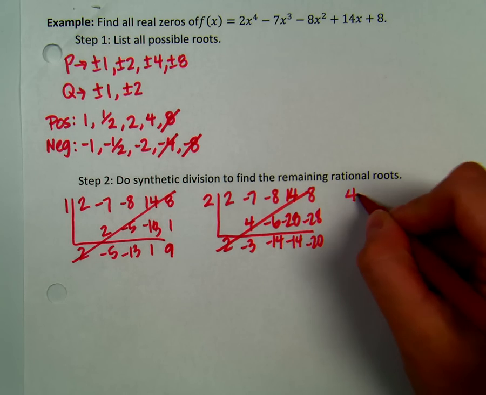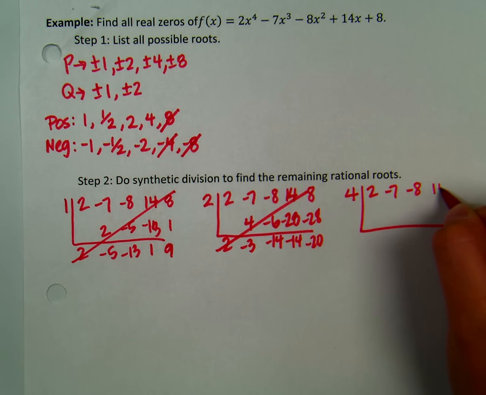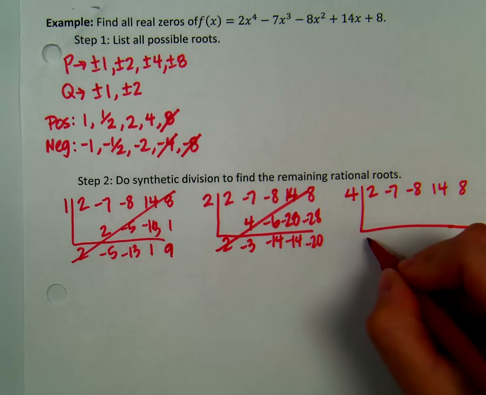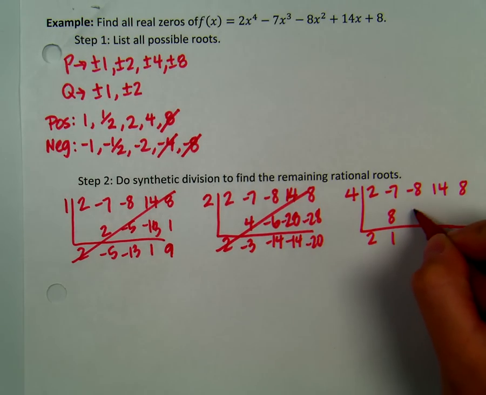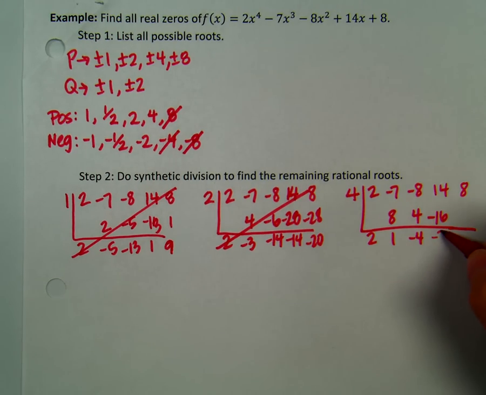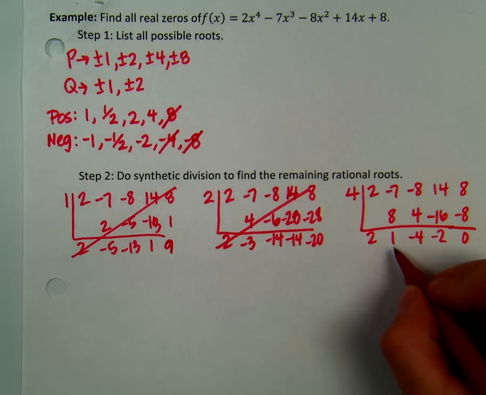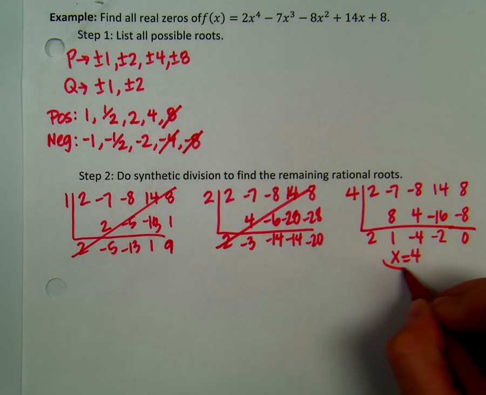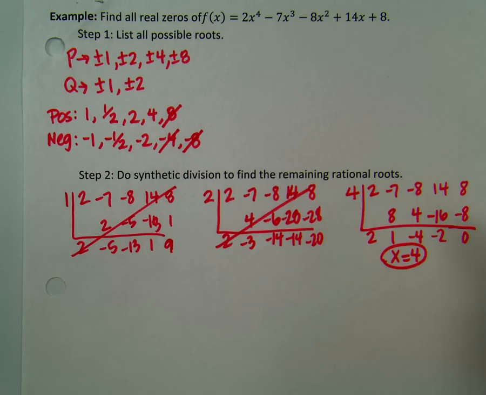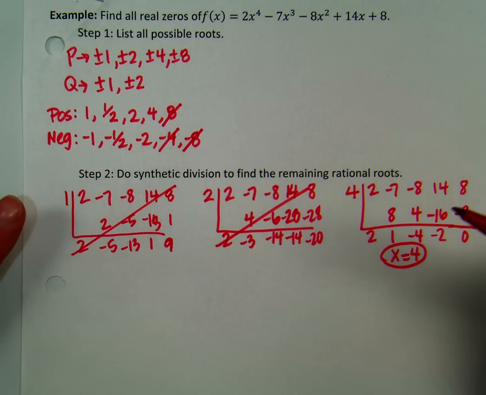Let's try 4. When we use 4, we get a remainder of 0. That means that 4 is a root of this polynomial. Circle it so that we know that 4 is a root. Then we are going to continue on because we still don't have it small enough where we can actually factor it.